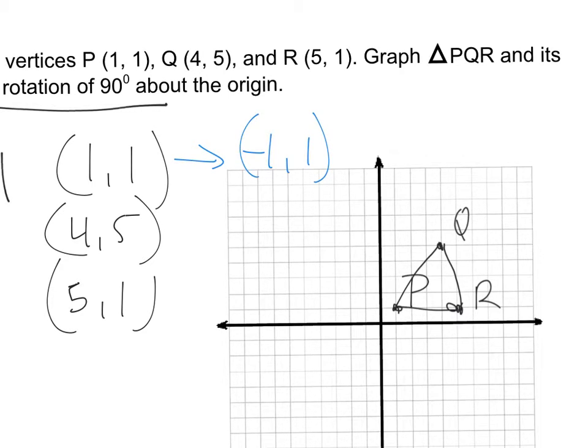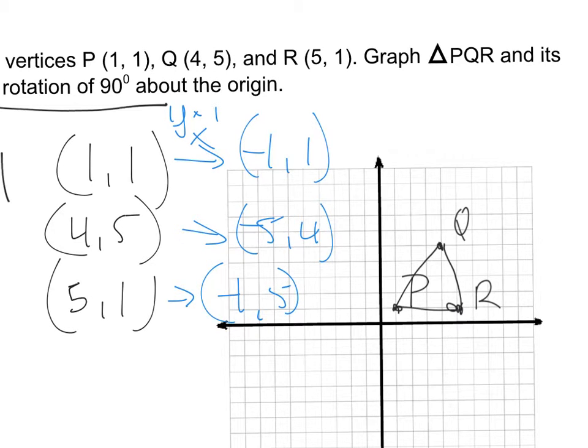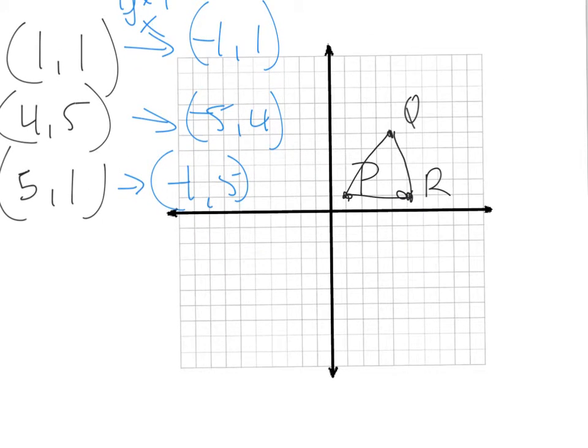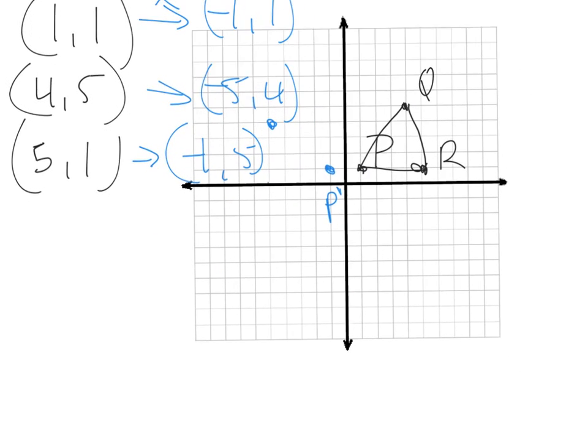Multiply y by negative 1, and then switch. So that's going to become negative 5, 4. This is going to become negative 1, 5. So now if I replot these points, let's see what I got. Negative 1, 1 is right there. That's the new P point. Negative 5, 4 is right there. That's going to be the new Q.